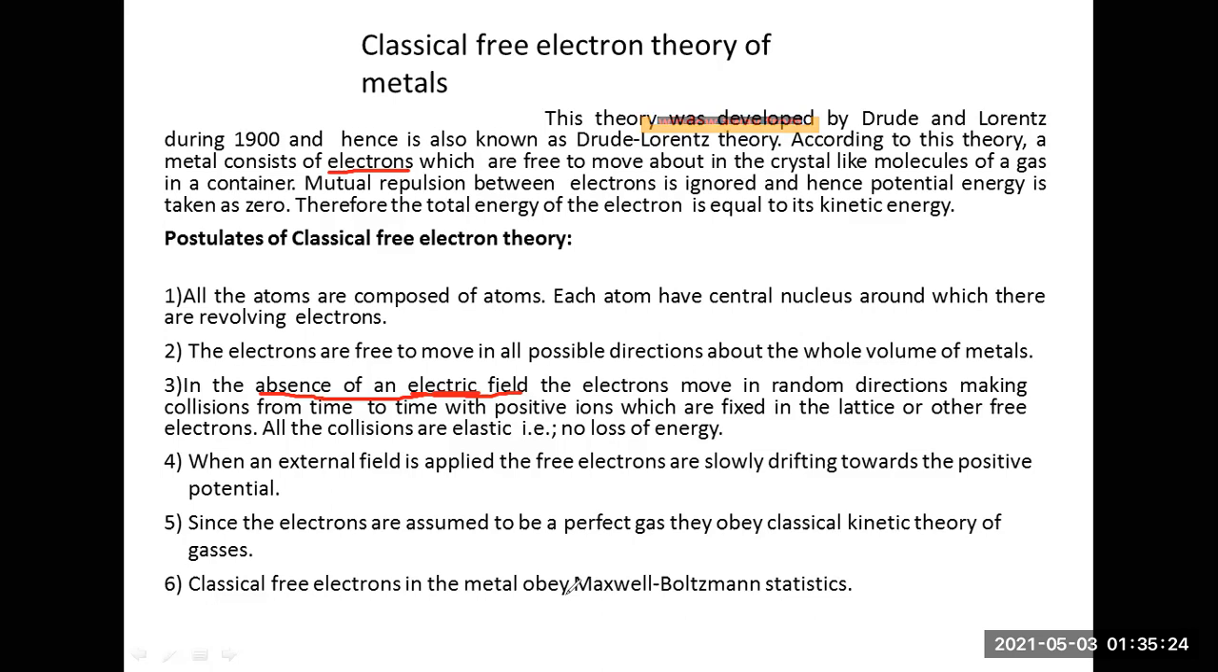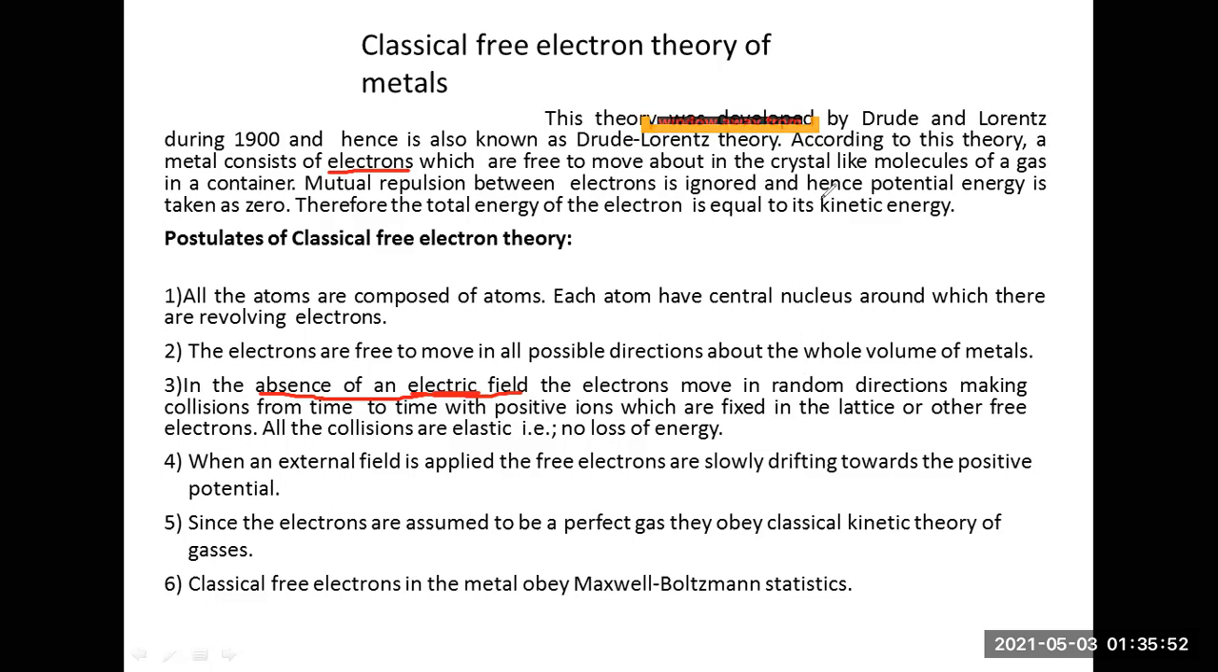What will happen when the external field is applied? Electrons will slowly crawl towards the positive potential. As I said, when they are moving freely they will have some velocity, so they will obey the classical kinetic theory of gases. These are the assumptions made by the classical free electron theory, that is, Drude and Lorentz, right?